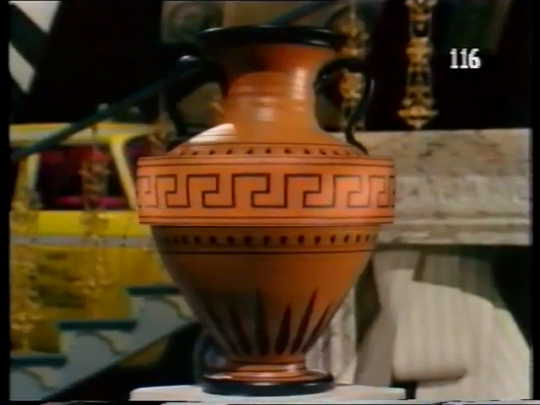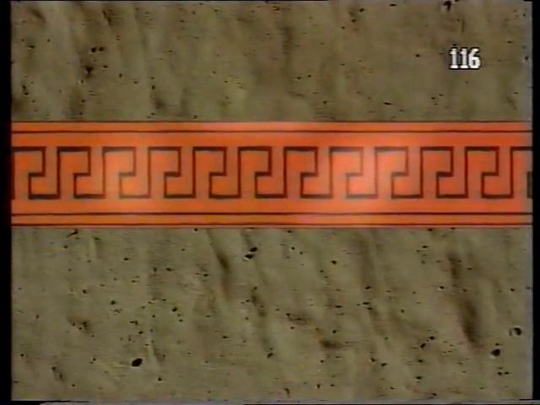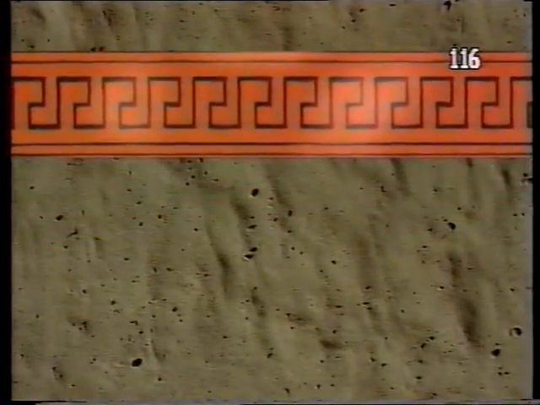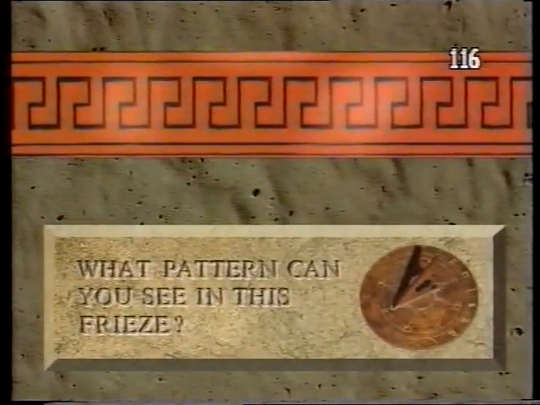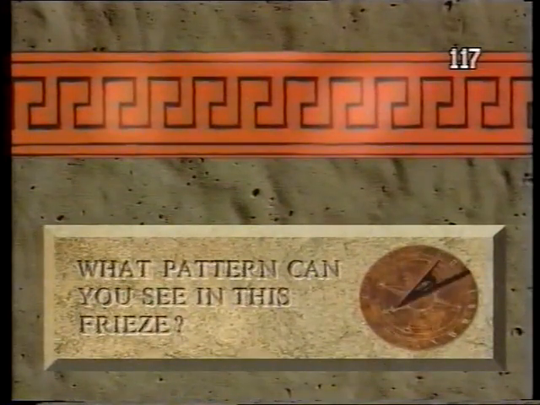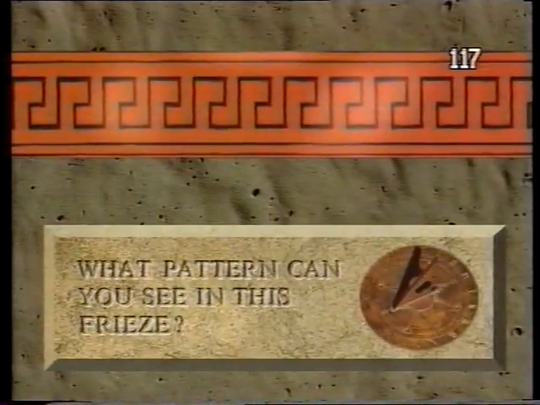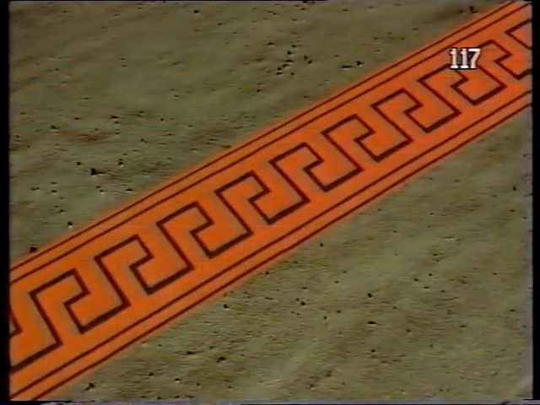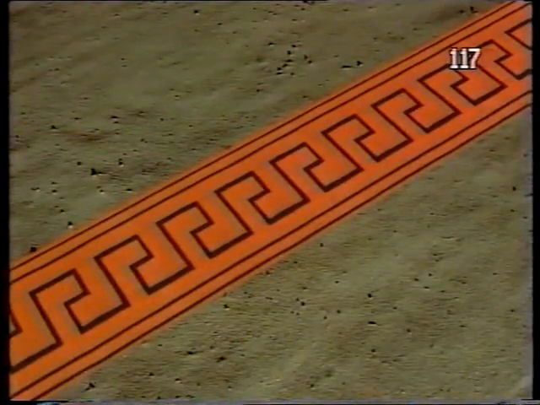If we unwrap this frieze from around the vase, then we can unroll it indefinitely far in either direction. And that demonstrates an important characteristic of a frieze. It should exhibit some sort of pattern. What pattern can you see in this frieze? This frieze pattern is repetitive. That is, it has translational symmetry.